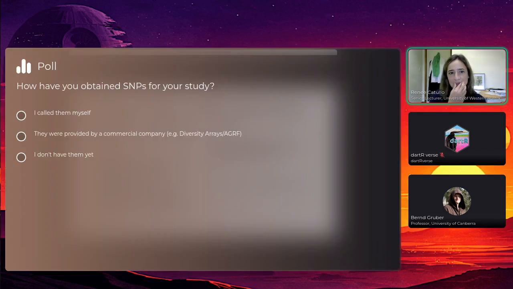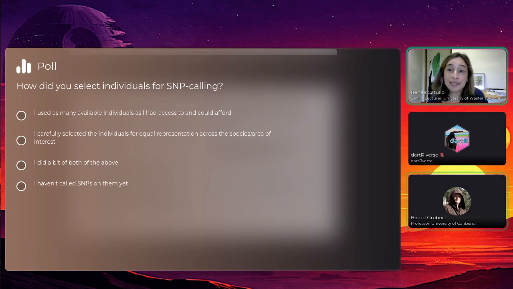If you haven't voted on this, I want to ask, how have you obtained, actually I'm going to start with this one, show this one. How did you select your individuals for SNP calling? Because this just kind of gives me a background of how people went about it.